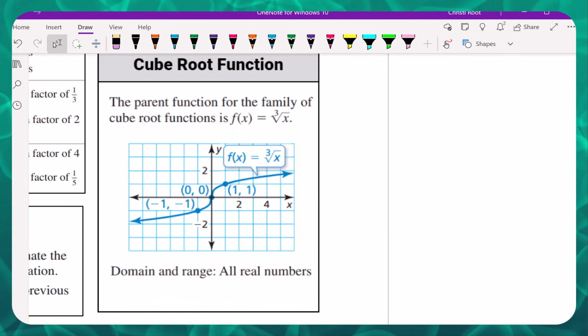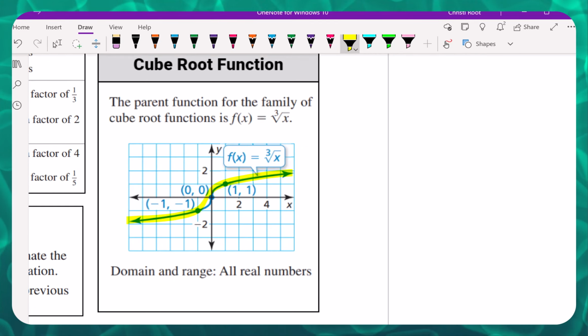The cube root function, on the other hand, has no limitations. It goes forever from negative infinity to positive infinity. So the domain is not restricted, and the range is also not restricted. It continues to go down and continues to go up forever. So both the domain and the range would be all real numbers in this case.